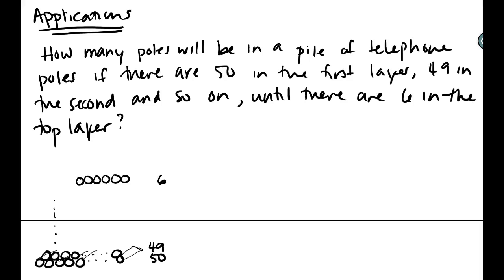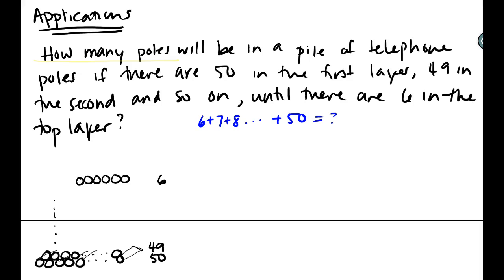All right, so we could obviously figure out the total number of poles. This is how many poles are going to be in the pile. We could obviously figure this out by just brute forcing this, 6 plus 7 plus 8 all the way up to the 50, right? That is possible. We will get out our answer and we'll know exactly what it is. But on the test, I say you have to use the formulas.